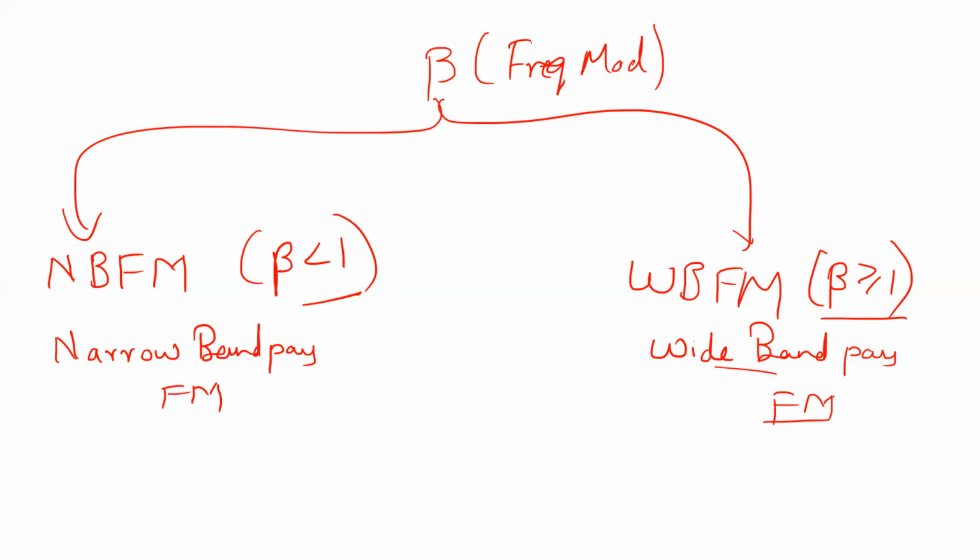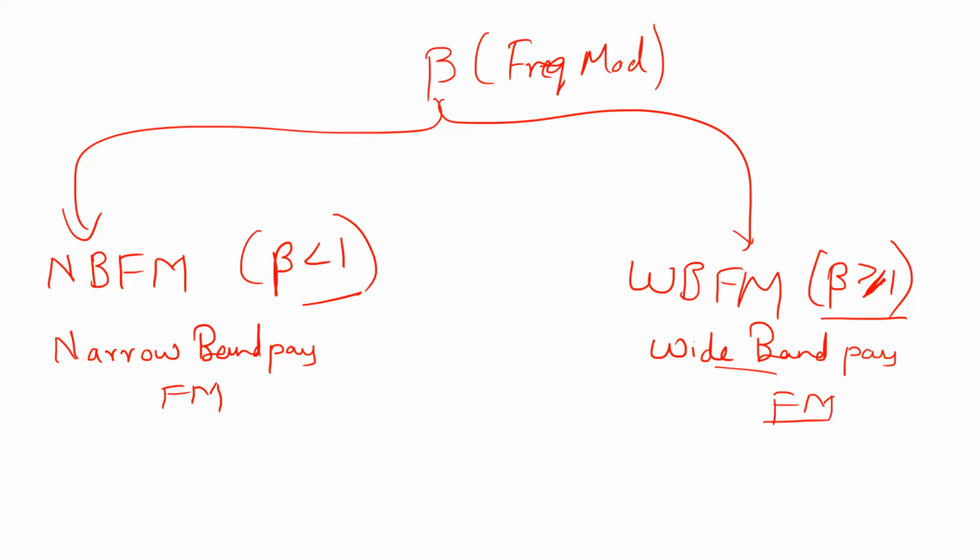Wide band pass. So beta is more than 1, so it's wide band now. Please remember it's greater than and equal to also. Yes, equal. Okay.